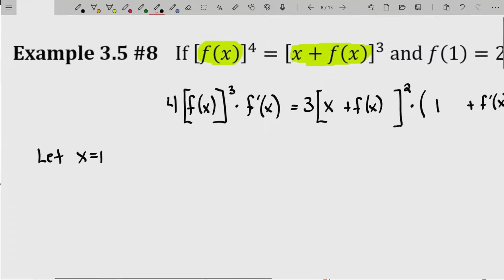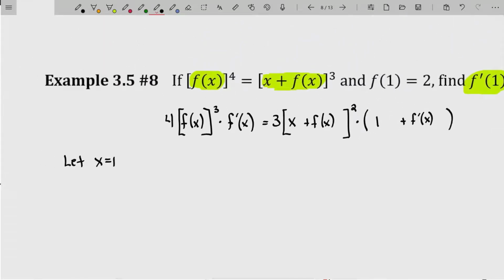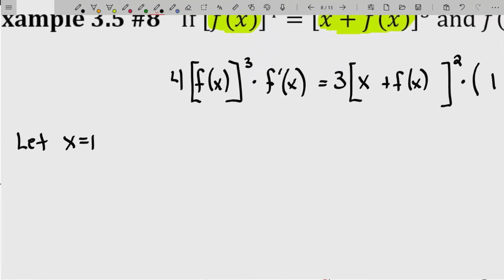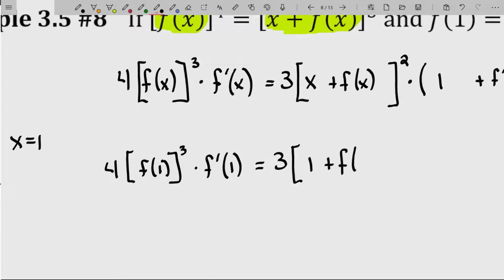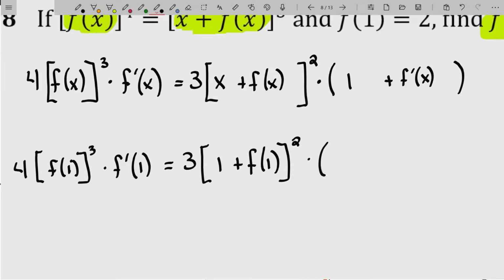Remember what I said in the previous example. Take derivatives first, then plug in points, not the opposite. So we've taken the derivative, let's plug in the point. Letting x equal 1, we have 4 times f at 1 to the third power times f prime at 1 should equal 3 times the quantity 1 plus f at 1, squared, times the quantity 1 plus f prime at 1.